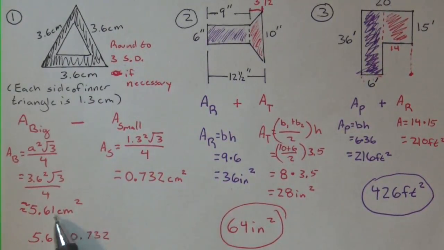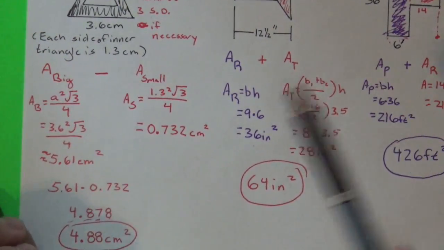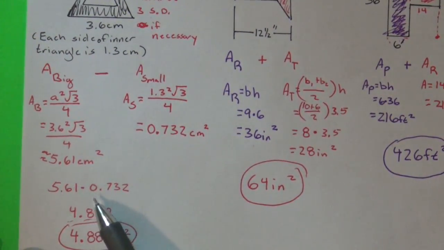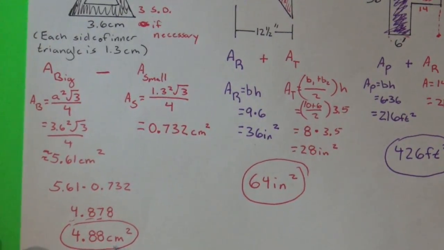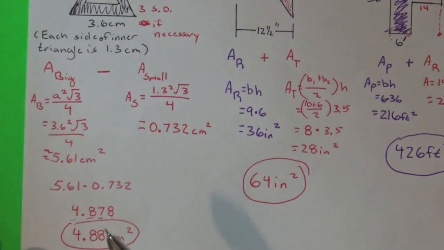Well, now that I know these two answers, I can subtract. And I'll move this up. 5.61 minus 0.732. When I do, I get this, and then I round again, 4.88 centimeters square. All right.